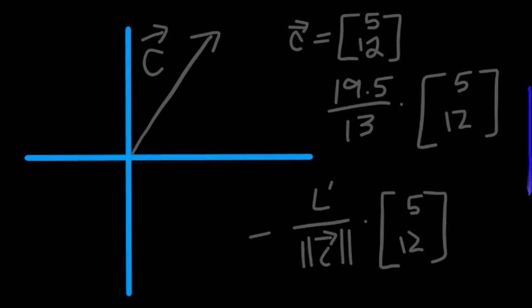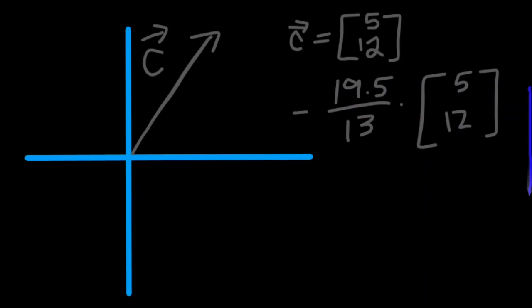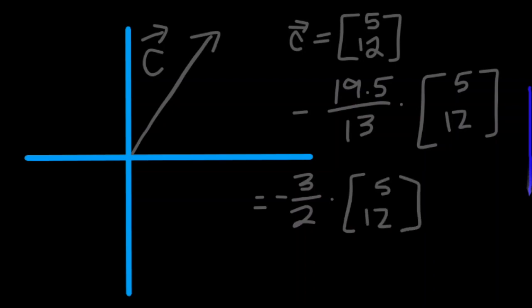And then since we want it in the opposite direction, we're going to have to put a negative in front of it. And since both 13 and 19.5 are divisible by 6.5, we can go ahead and rewrite this as negative 3 over 2 multiplied by our vector C, which would be 5, 12. Now all that's left to do is multiply the negative 3/2 to the 5, 12, and this gets us a resultant vector of negative 15, negative 14.